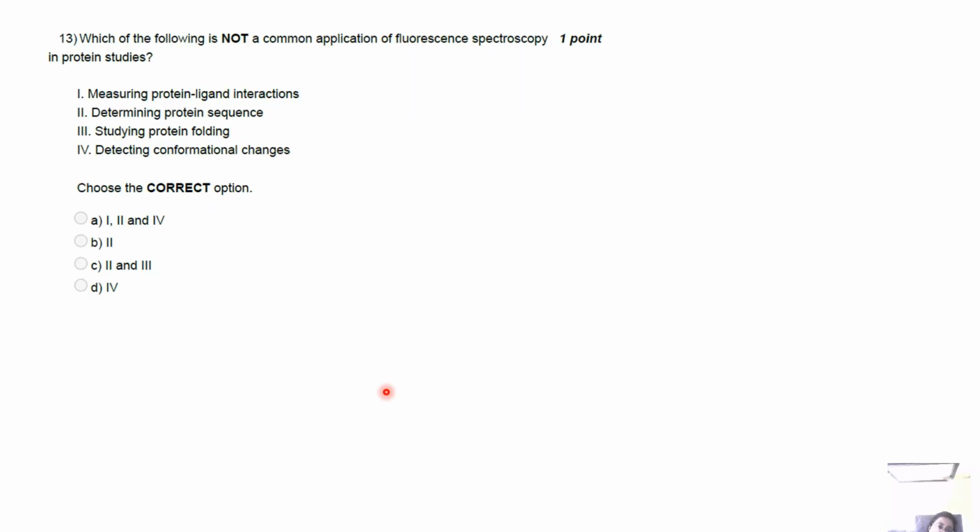Which of the following is not a common application? It will be 2. I'll wait for a few minutes. If anybody has any queries, you can ask now. Then we'll move on to the next question for today.